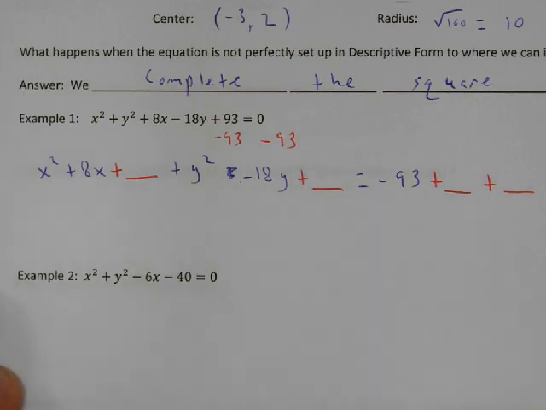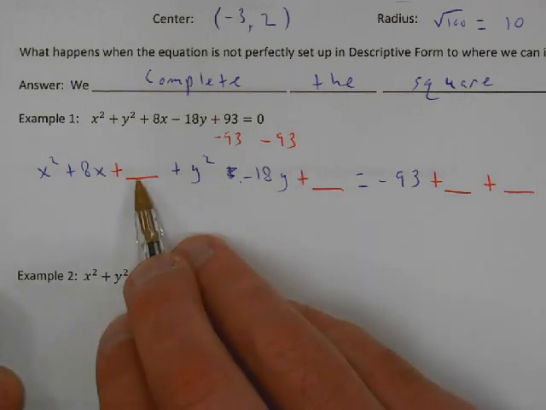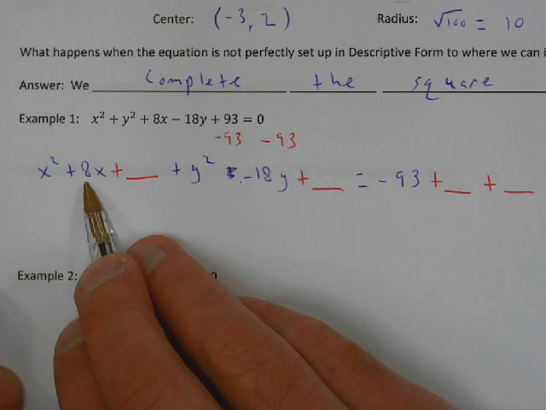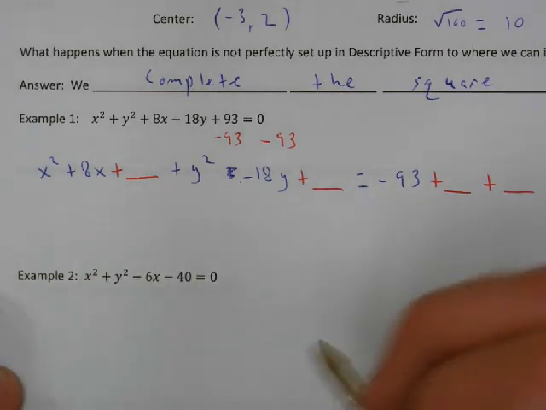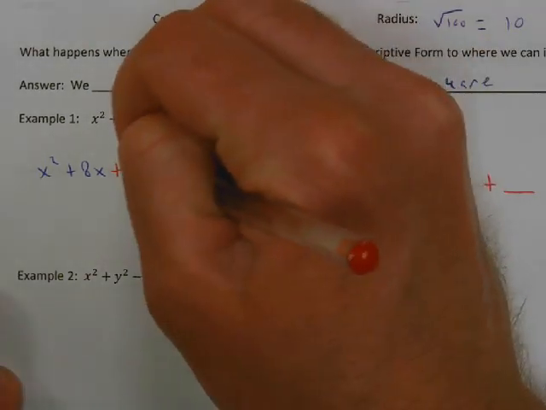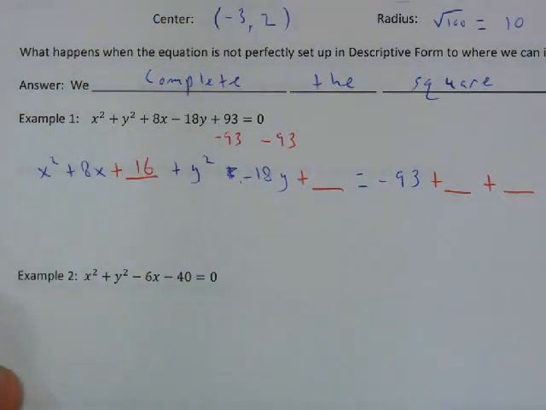Okay, and then what is going to go in the blanks? Well, remember, it's always going to be half of your middle term squared. Okay, so half of 8 is positive 4. Positive 4 squared is 16. Now, as we saw in the objective 1 notes, you can write 4 squared, because then you know what goes in the binomial. Or you can put 16. It doesn't matter. It's just whatever you prefer.